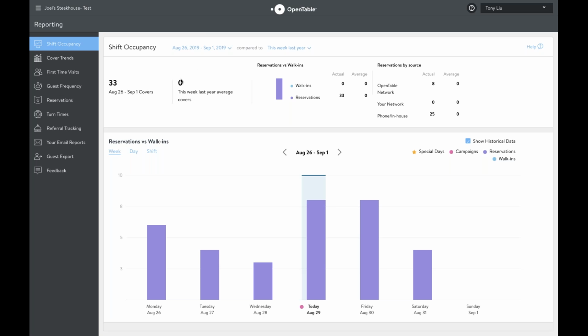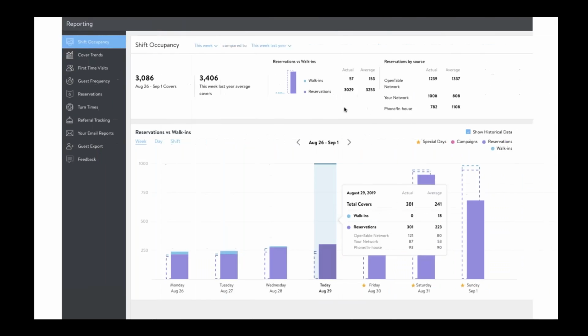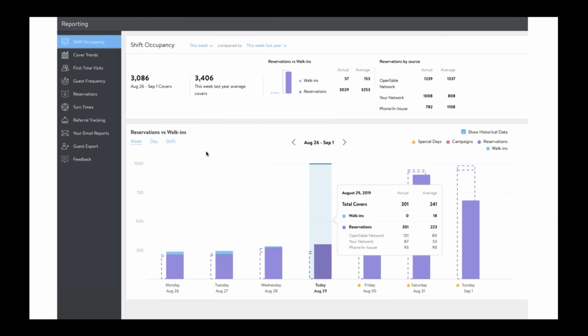This is comparing it to last year's average cover, so we didn't have anything based on this data. But the reservation list here shows you a breakdown of reservations versus walk-ins. So you can see walk-ins, reservation data, the actual one versus an average versus last year's data. In fact, let me switch over to here real quick to show you some data that you can quickly see.